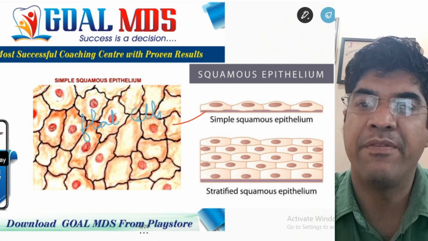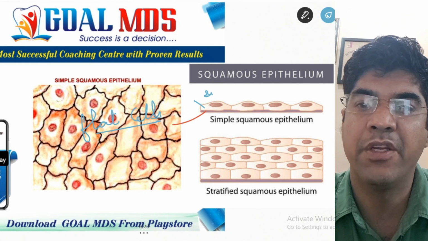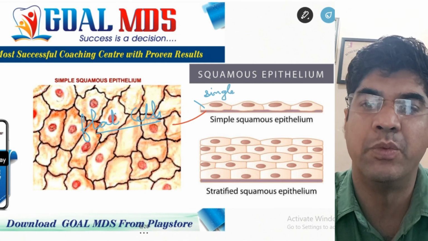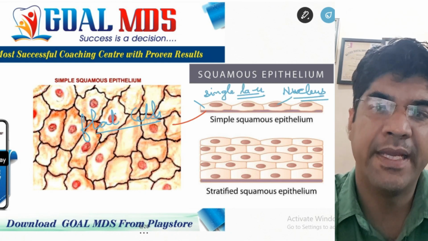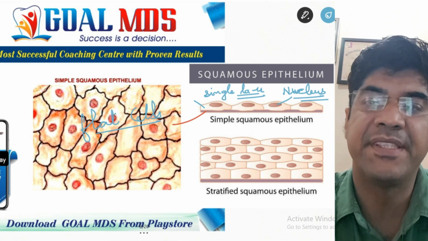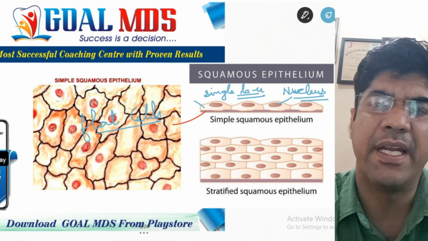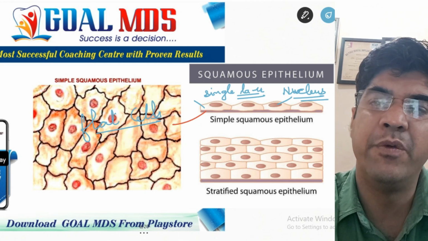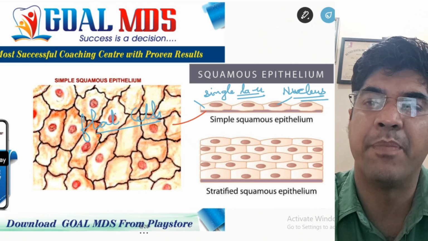So the flat shape of the cells allows for efficient diffusion of molecules across the tissue. Another important thing is that the simple squamous epithelium is thin and not very protective, as it is primarily designed for diffusion rather than providing physical protection.